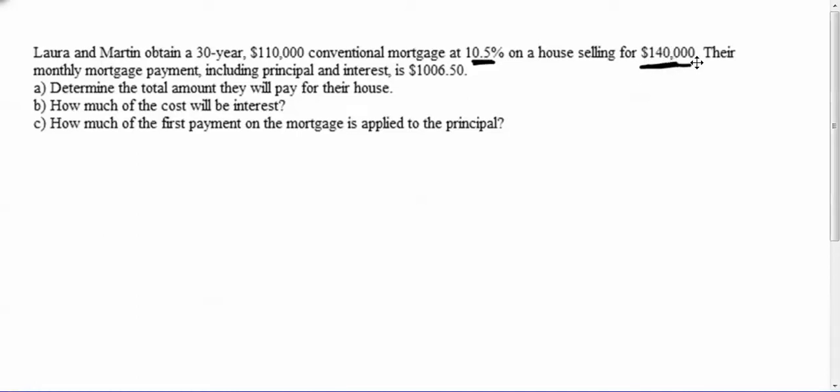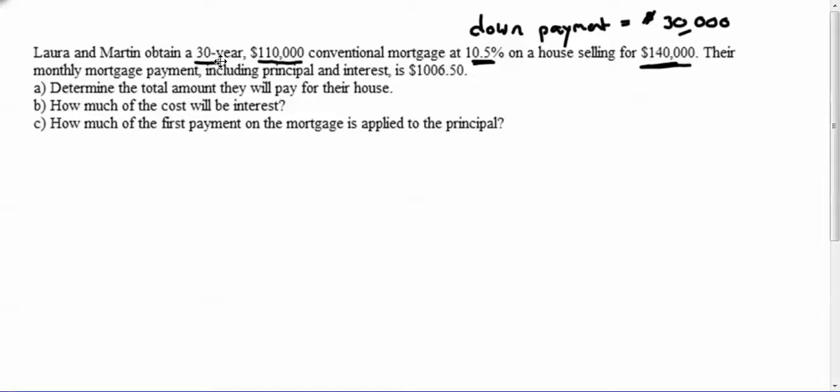So the house was selling for $140,000. They have a mortgage for $110,000. So that means their down payment must have been $30,000. So I'll write that up at the top. So they put $30,000 down on it to decrease the monthly mortgage. Yet they're paying 10.5% interest for 30 years.